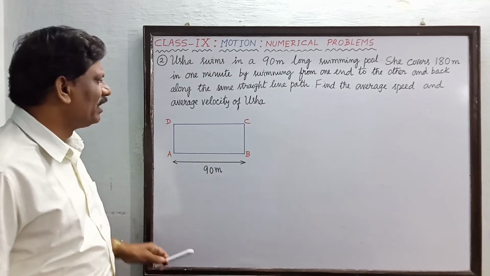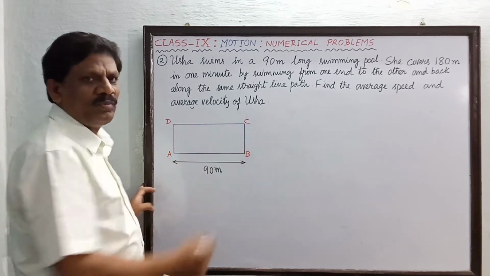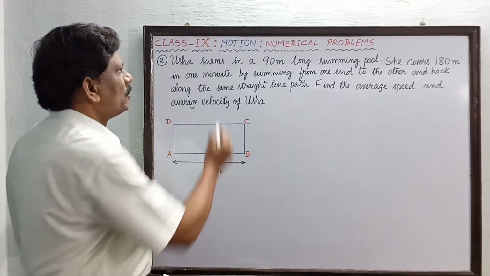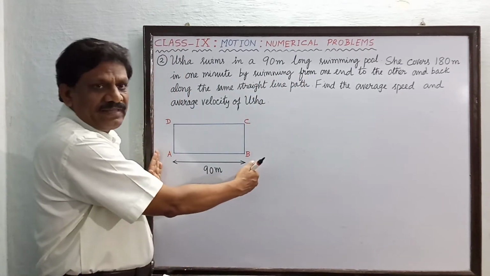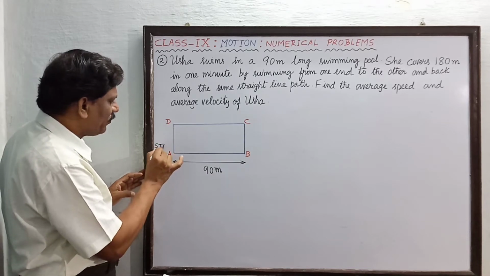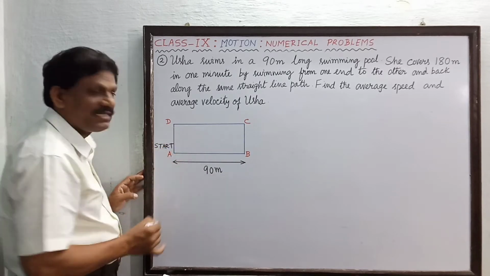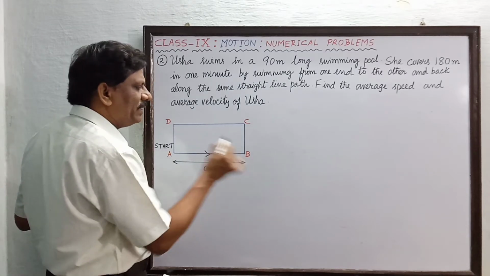So it's a very simple numerical problem. The shape of the swimming pool is assumed to be rectangular. So she swims 90 meter long. 90 meter is the length of the swimming pool. So let us take A as the starting point. She starts at A and she reaches B.